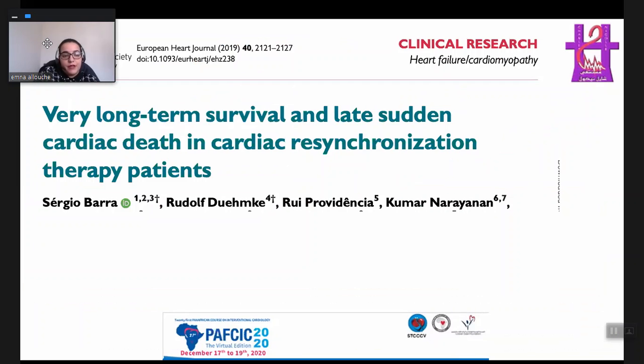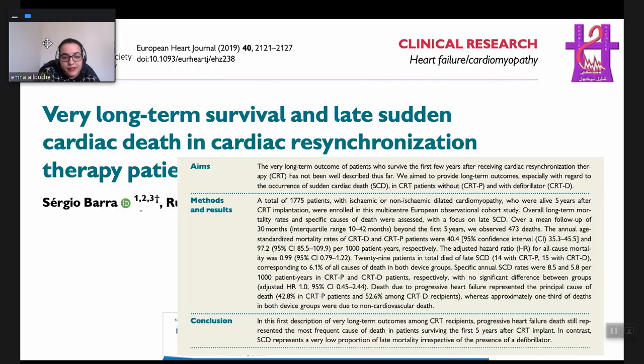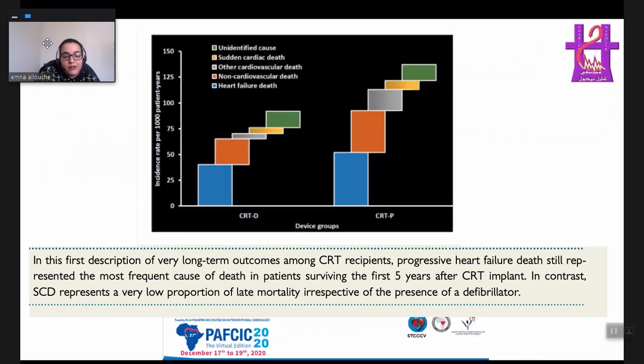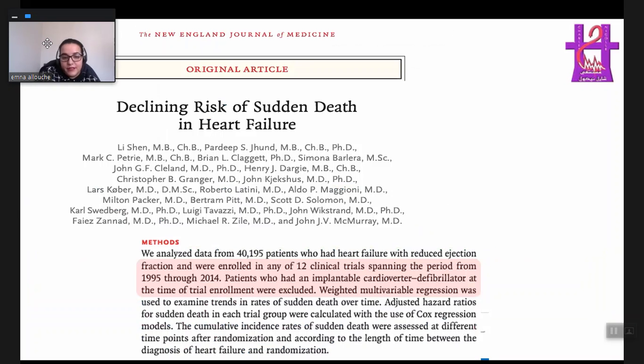BERA, by focusing on very long-term survival and late sudden cardiac death in resynchronization therapy patients, showed that progressive heart failure death still represents the most frequent cause of death, and in contrast, sudden cardiac death, in yellow, represents a very low proportion of late mortality in both groups, with or without ICDs.